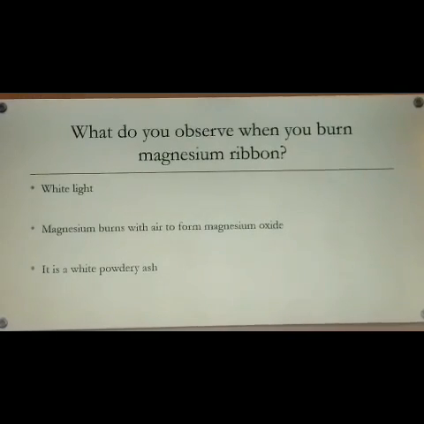Upon burning, the magnesium ribbon combines with the oxygen in air to form magnesium oxide. It is a chemical compound, magnesium oxide. So magnesium combines with oxygen in the air to form magnesium oxide. It is a white powdery ash. It is an example of burning, and it is also a chemical change, because due to the burning of the magnesium ribbon, it forms a new compound called magnesium oxide. So it is a chemical change.